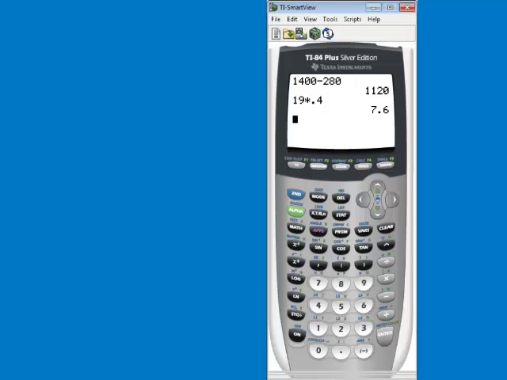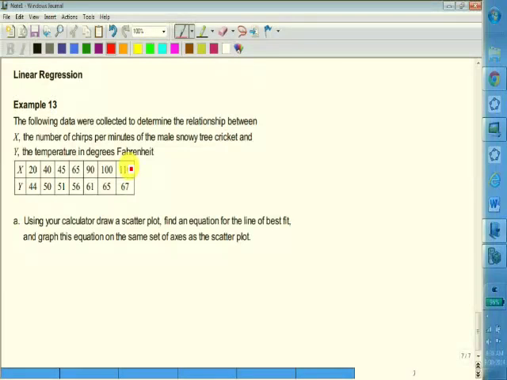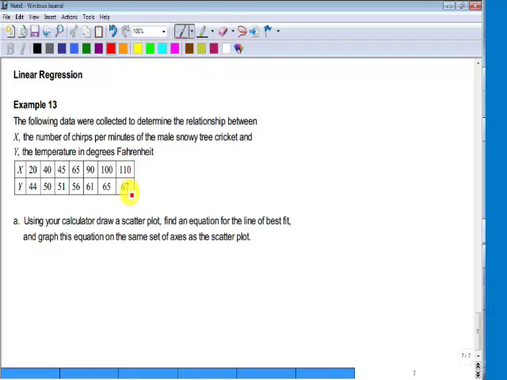I can imagine maybe it happening in the cool of the evening. The temperature was 67 degrees, maybe not all that cool. Some serious chirping there, 110 chirps per minute. Imagine what that might sound like. As it cooled to 56 degrees, the chirping frequency diminished significantly to 65 chirps per minute. And then it got really cool. 44 degrees, the chirping frequency was all the way down to 20 chirps per minute.